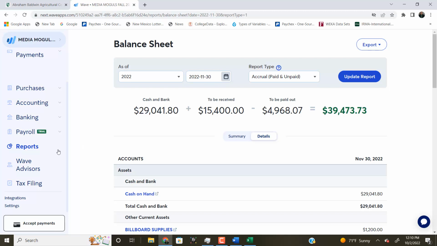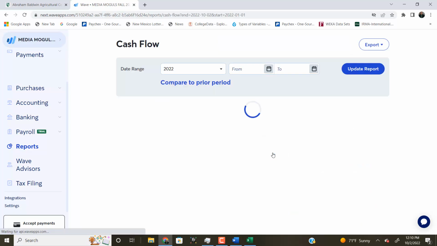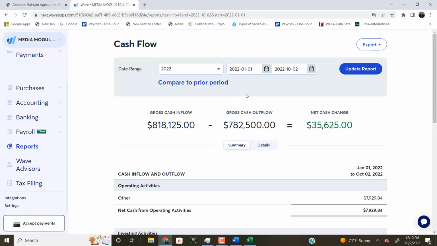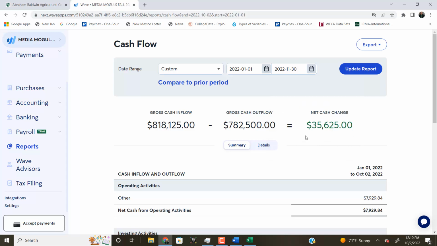I want to do one more thing just for the heck of it. I want to see what the cash flow looks like. I want to look for the whole period here, just out of curiosity. Here's your net cash change, 35,625. Somebody I think had shown me the number, said, well, I was over by that. No, that's your net cash change. You're just looking at the difference between your beginning balance and your gross cash outflow, and so you wind up with a net change of, in this case, 35,625.